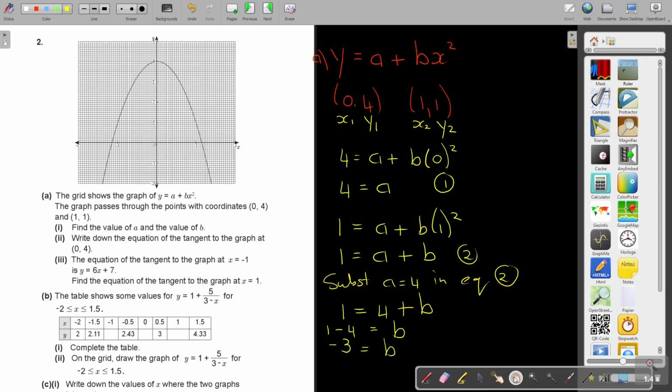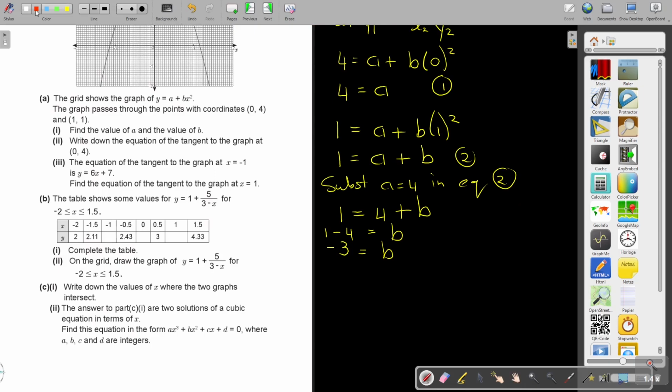Okay, so let's just end by saying, therefore, the value of a will be 4 and the value of b will be negative 3. And don't forget that now you have it. So now you can say it's y equals 4, no, not plus, because it's a negative, minus 3x squared. That's your equation. That's the equation that they gave you the graph of. Okay, so find the values of a and b.